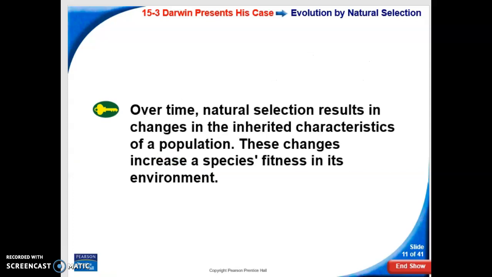So what happens is over time, natural selection is going to result in changes in characteristics, or the inherited characteristics. These changes increase a species' fitness. So if an organism developed some sort of mutation to make them more fit, it's going to pass on those traits, and then that entire species is going to have those traits, making them more fit.